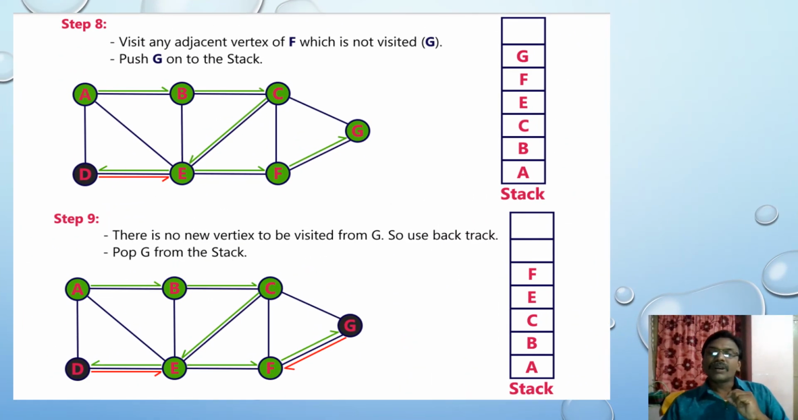Then F's adjacent vertices are E, C, and G. But C and E are already visited vertices, G is the only non-visited vertex. So from F move to G. So G is inserted into the stack. Then G's adjacent vertices are C and F. Both are visited vertices. So using backtrack, that means the previous visited vertex, that is F. So G is popped.